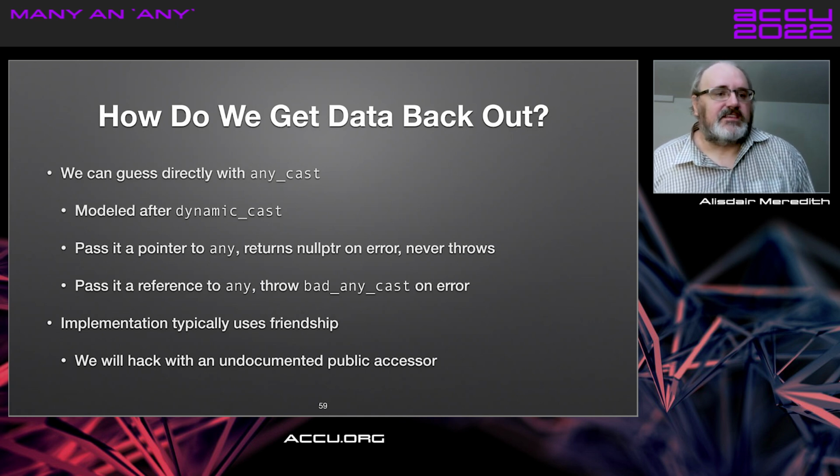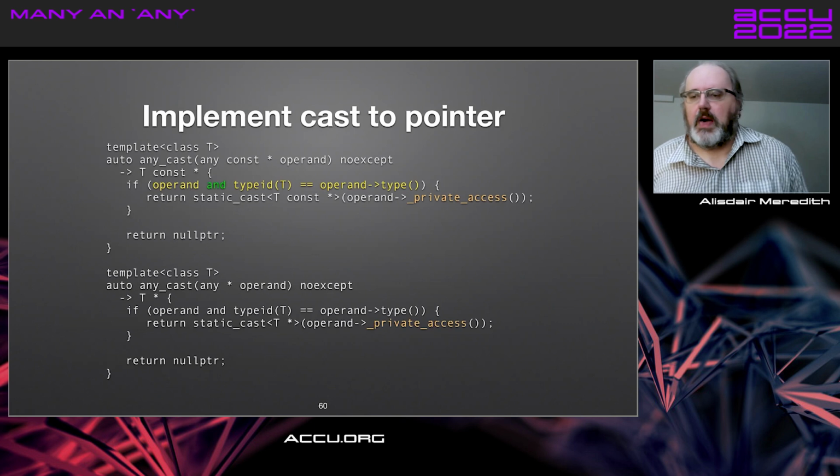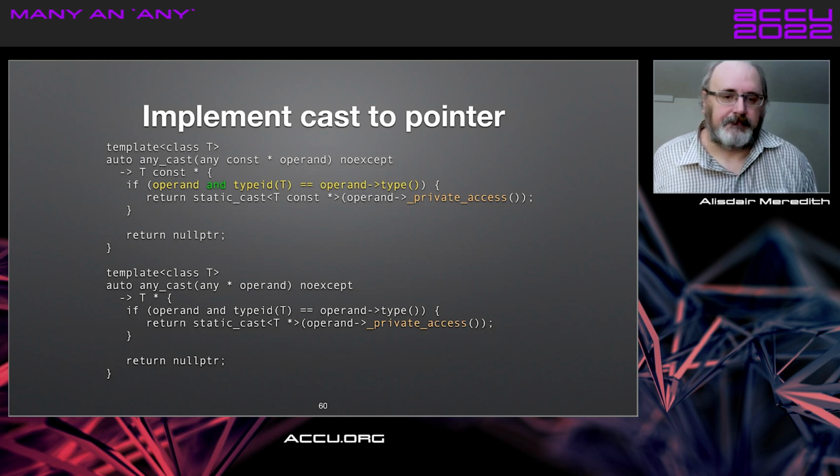And an implementation of this interface, because it's a free function interface and there's nothing we've seen in the public interface that gives it access, would use friendship. But just to make our code a bit simpler and not have all these forward declarations of friends and things that are horrible to track down, I'm going to hack it with an undocumented public accessor that I'm just going to call private access. And private access simply returns the pointer to the D under data member.